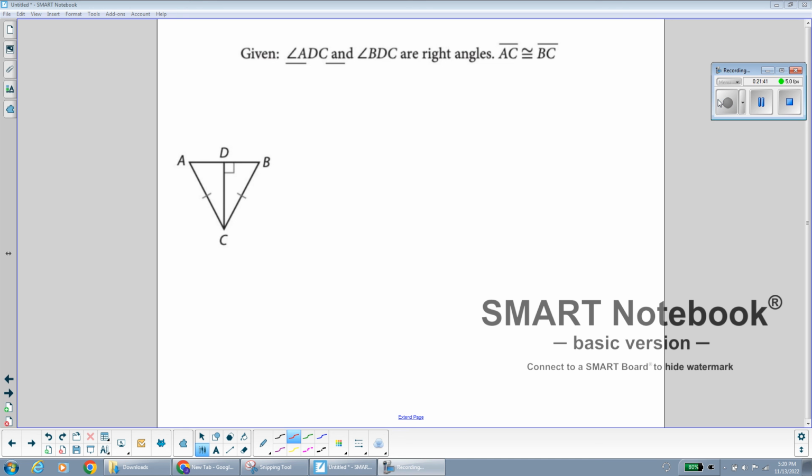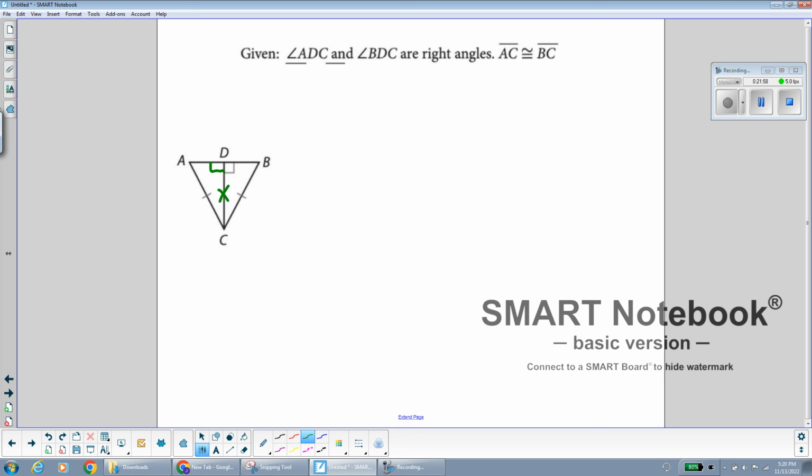Here's another one. Let's take a look. Angle ADC and angle BDC are right angles. Let me put this right angle in the diagram. And they also tell us that AC is congruent to BC. I see a shared side between the triangles, so I'm going to mark it as congruent to itself.